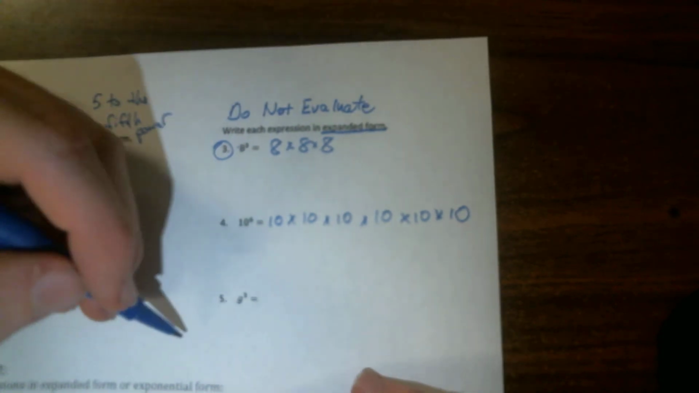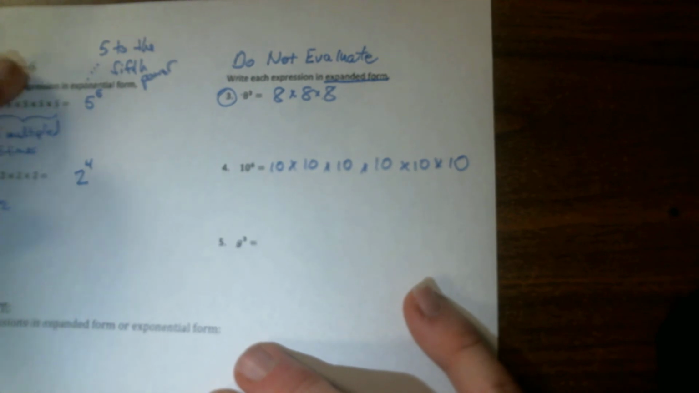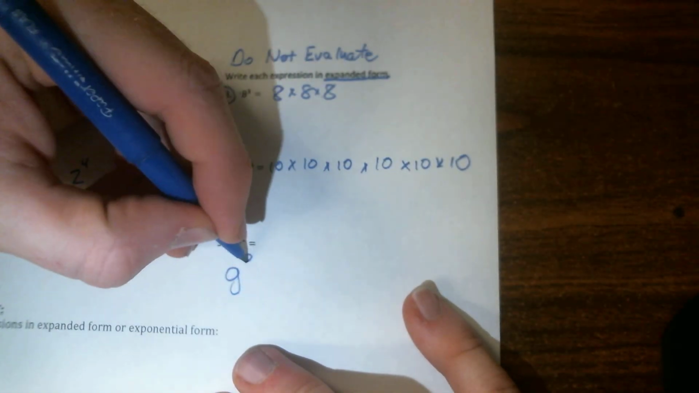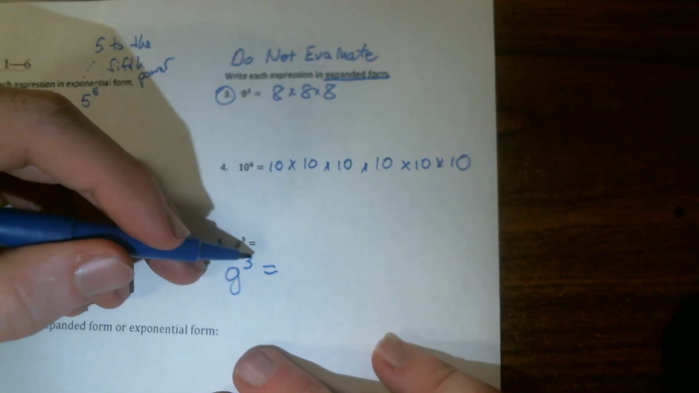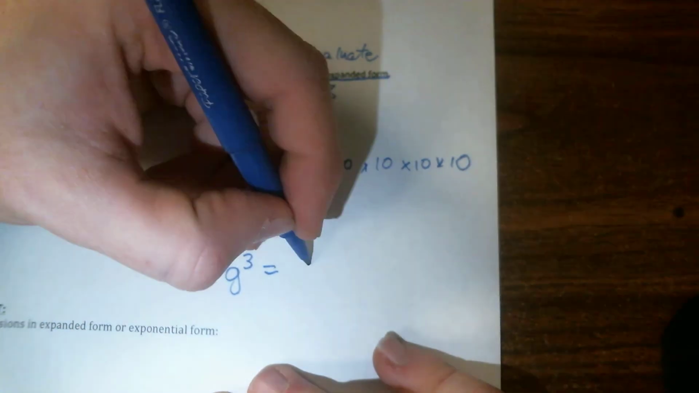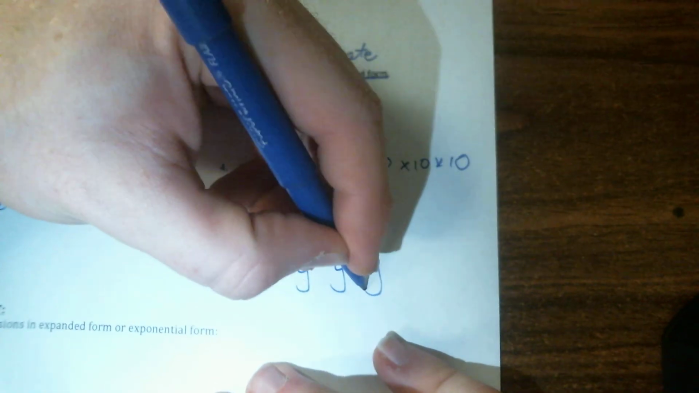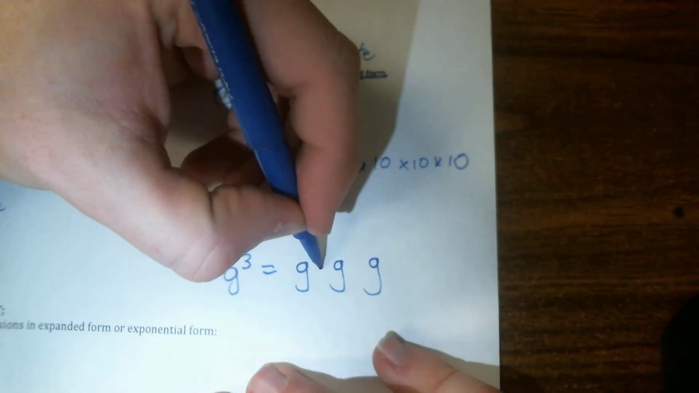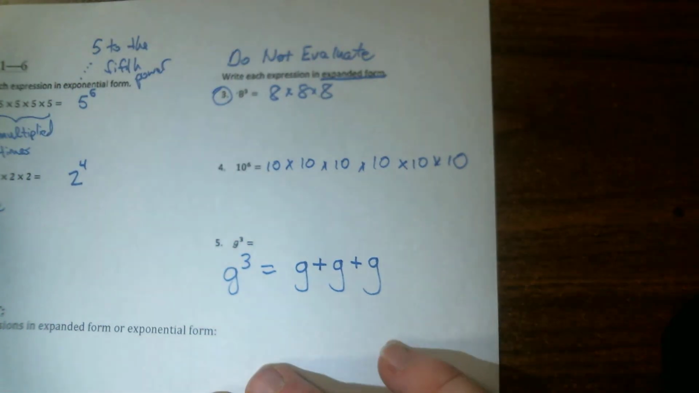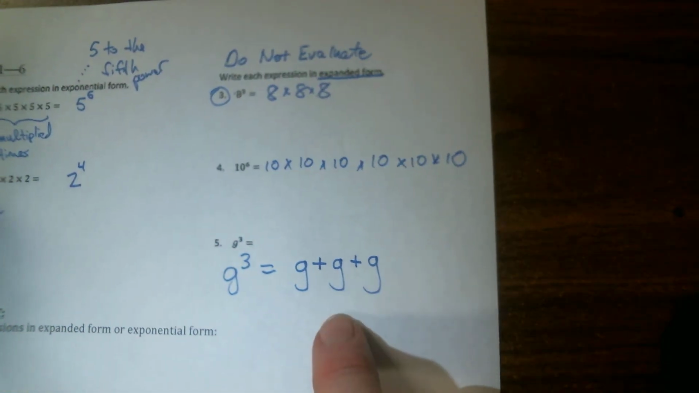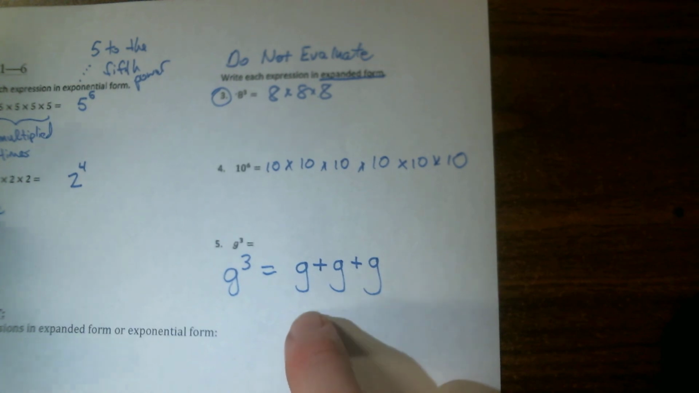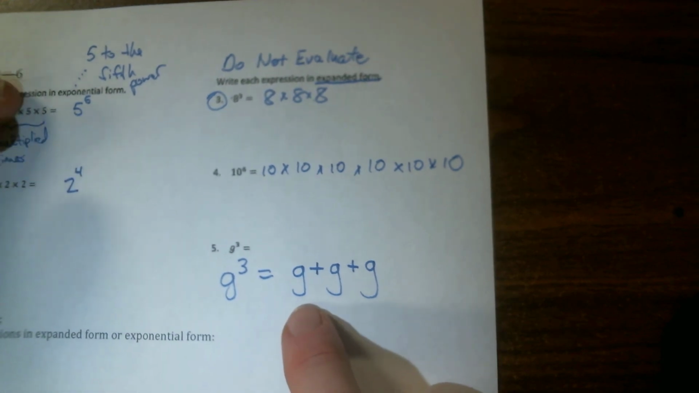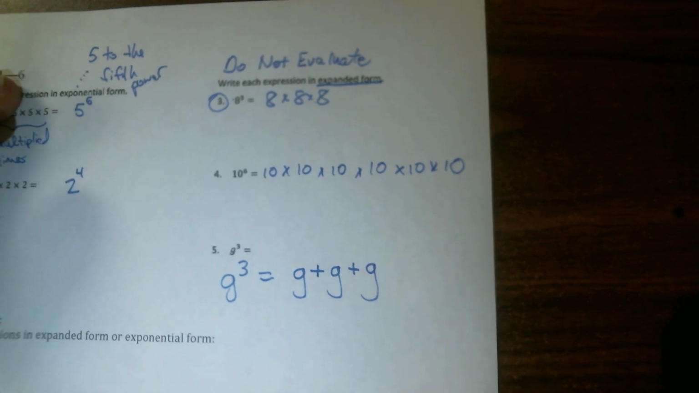All right, last one, g to the 3rd, getting into variables now. So I have g to the 3rd. G to the 3rd power, I need to think, does that mean add these together or multiply them? It's an exponent, so I need to think g times g times g. And I don't know what this equals until someone says, hey, g's worth 5, or hey, g's worth 1,000, or hey, g is worth 3.14. Whatever they tell me, I will go with, but for now, that's all I know.